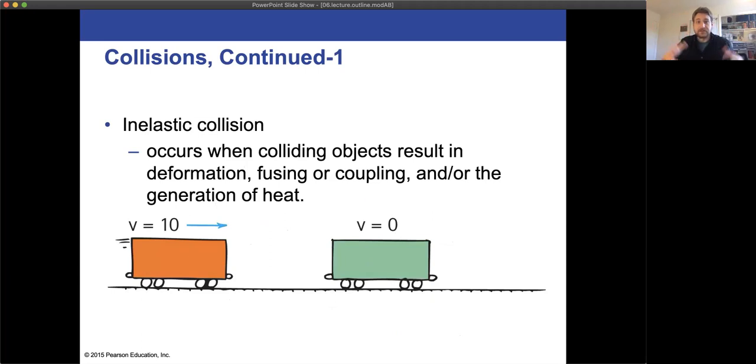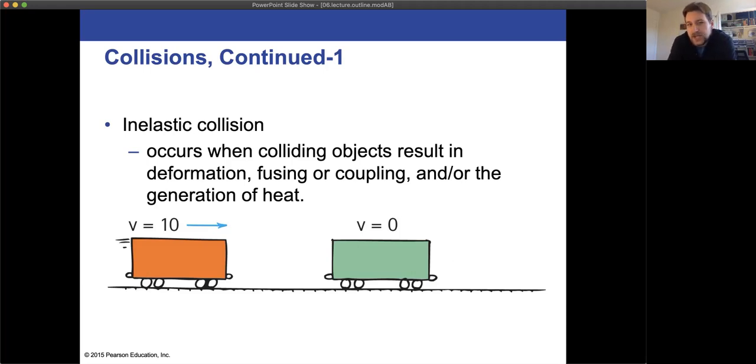crumbles up, all those crumple zones, right? If we physically change the shape of an object, that's not elastic. We didn't rebound, we squished. Or if one cargo train car collides with another and they couple together and move as one object, that's another kind of inelastic collision. There's no rebound possible if they latch together. If we collide and a bunch of sound is produced or a bunch of heat is released, then that's also an example of an inelastic collision.